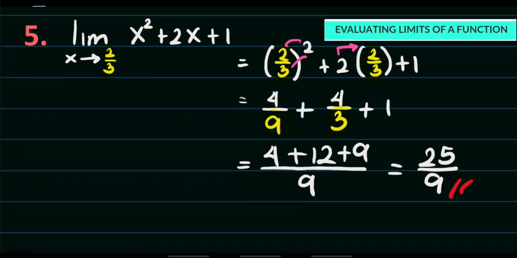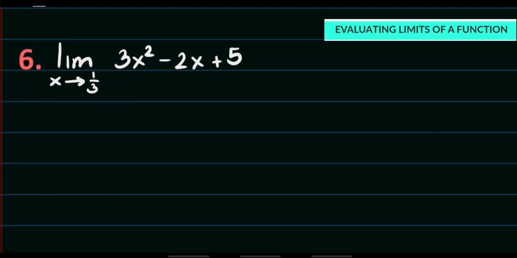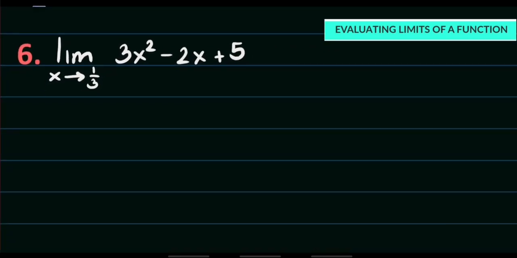Okay? Next, example number 6. Okay, another example, another problem wherein the constant is a fraction. Okay? So the limit of 3x squared minus 2x plus 5.